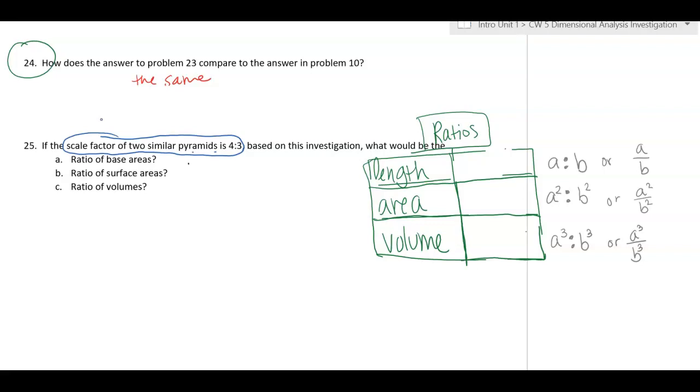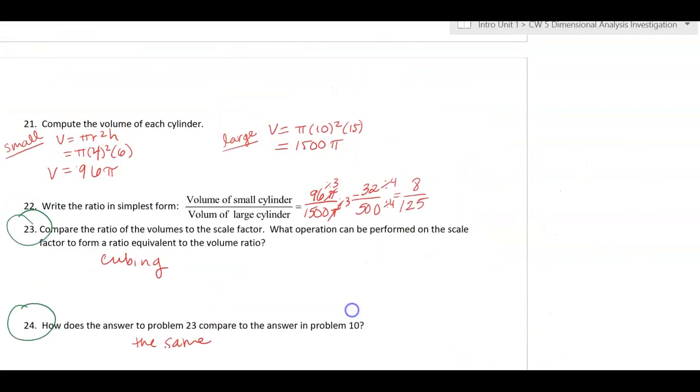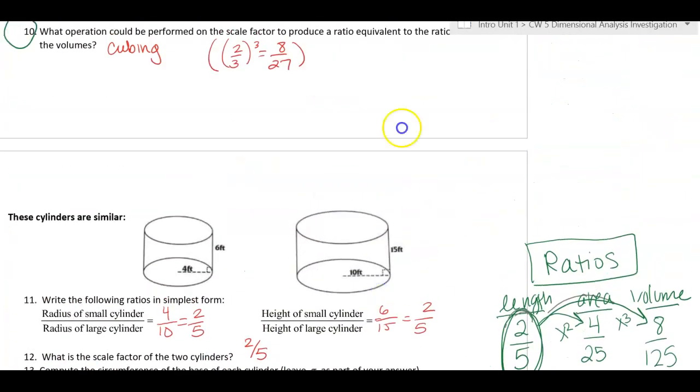Now I have to be able to recognize which ratio this actually belongs with. So when they say the scale factor of two similar pyramids is 4 to 3, does that 4 to 3 represent a ratio of length, area, or volume? So when you did your investigation, when you pulled out the scale factor, was that after you just compared lengths of the figure? Or was that after you did an area calculation or after you did a volume calculation? So look back and see. Okay? I'm going to scroll back to the beginning here.